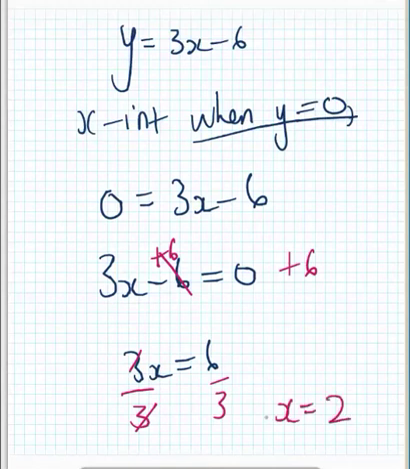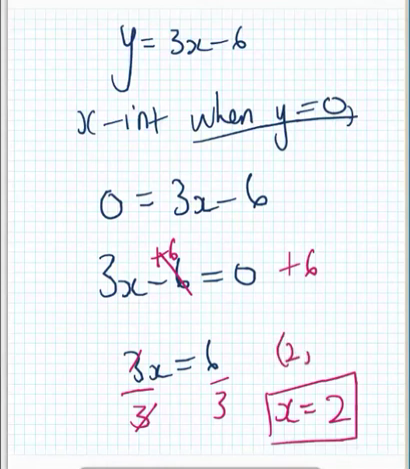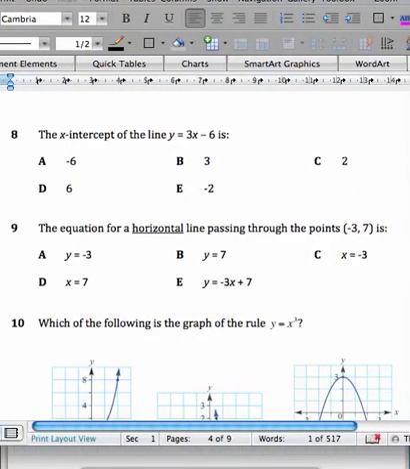And that's it. So the x-intercept, so when x is 2, our point is this, y is 0. Always write the point, and that's a point we can plot on a graph. So which option was that? Let's have a look. Positive 2, there it is, it's C.